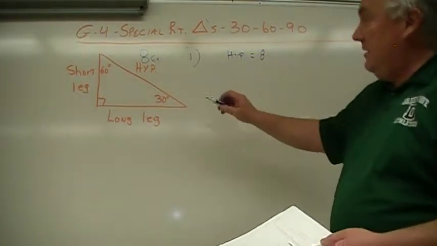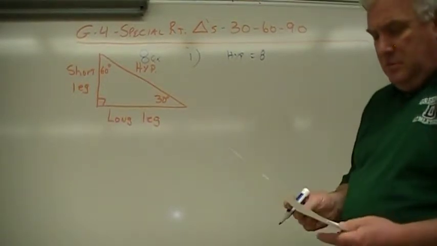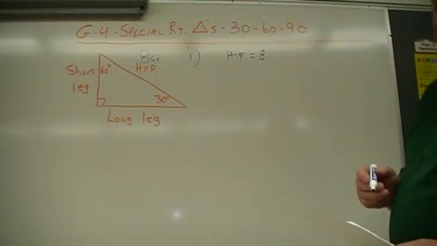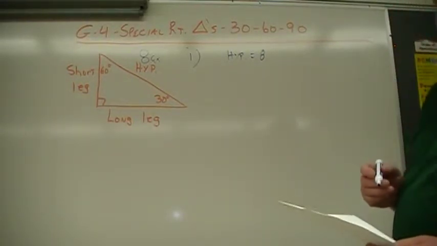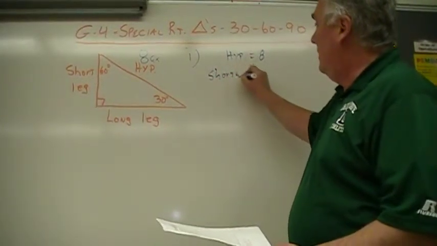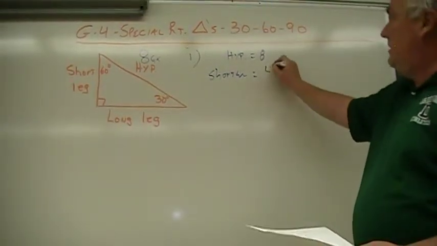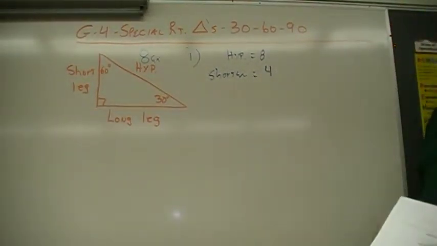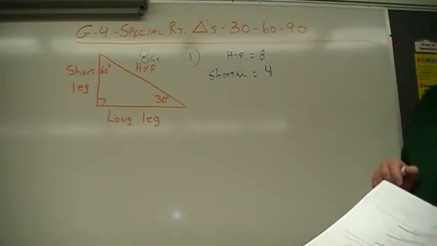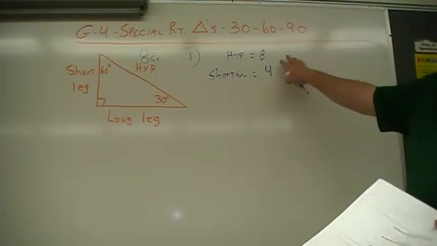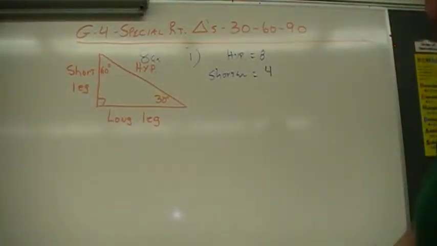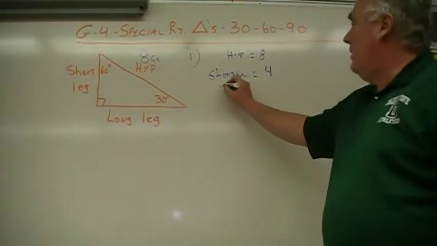So the hypotenuse is 8. How do we find the other 2? Well, the short leg is half of the hypotenuse, because rule number 1 says the hypotenuse is twice the length of the shorter leg. So the shorter leg is half of this, 4. And guys and girls, you're always going to be finding the shorter leg first, or you're given the shorter leg. We always are dealing with the shorter leg first, the one opposite 30 degrees. Okay, so the shorter leg is 4.